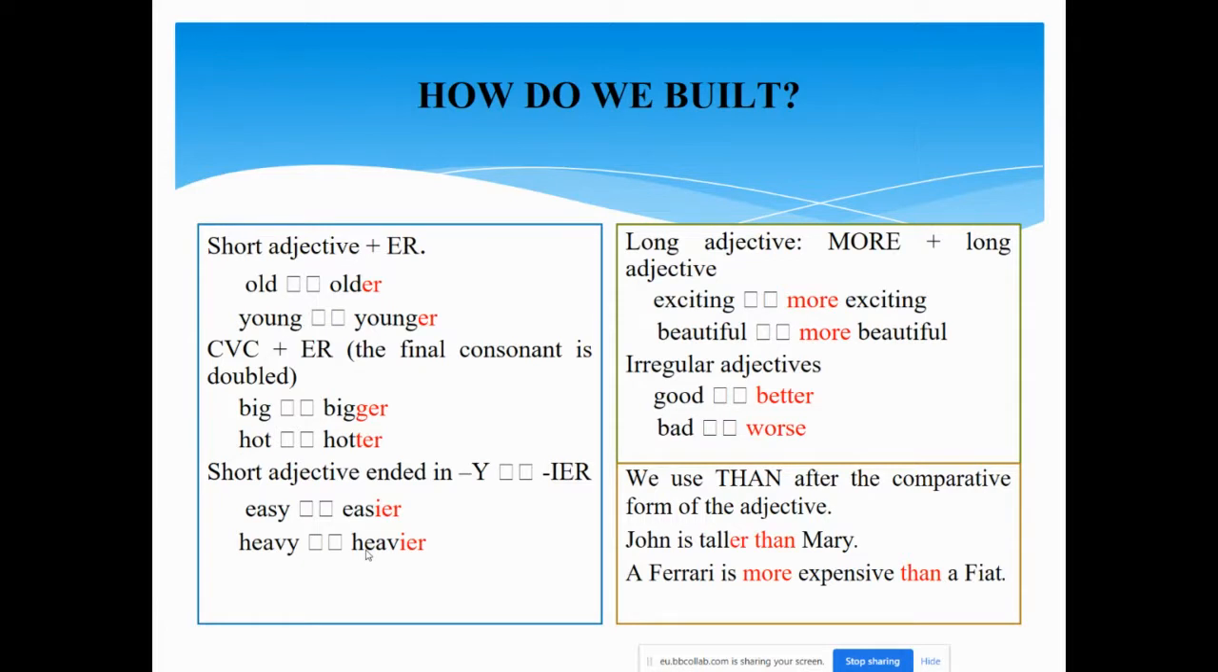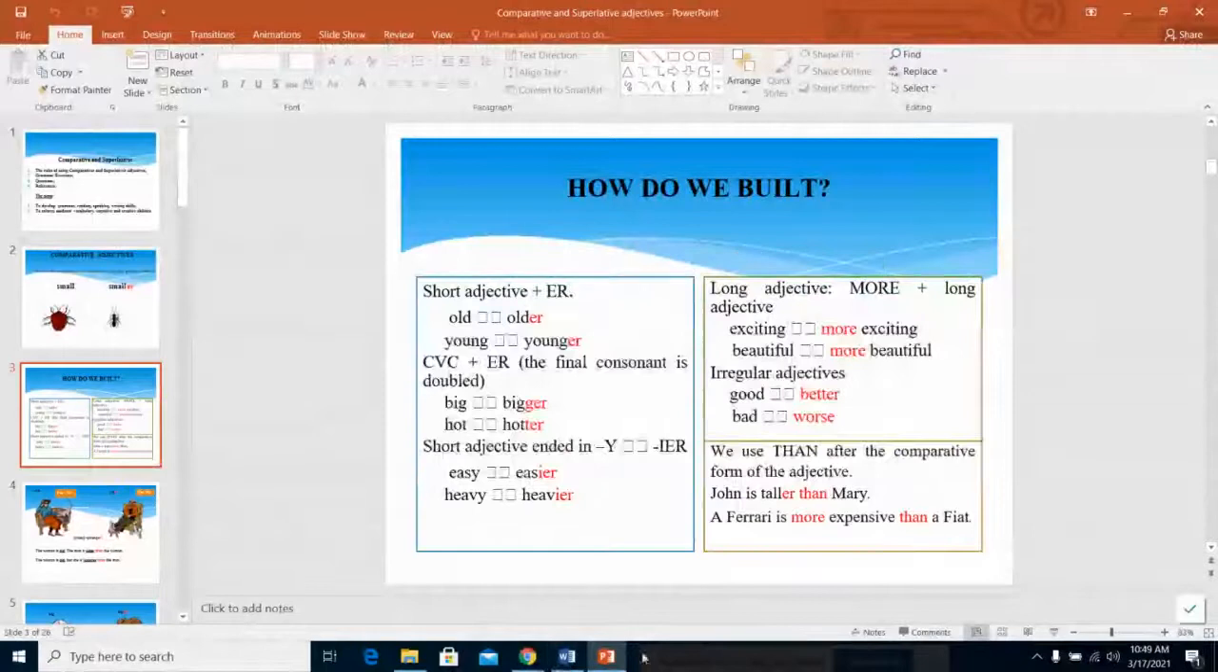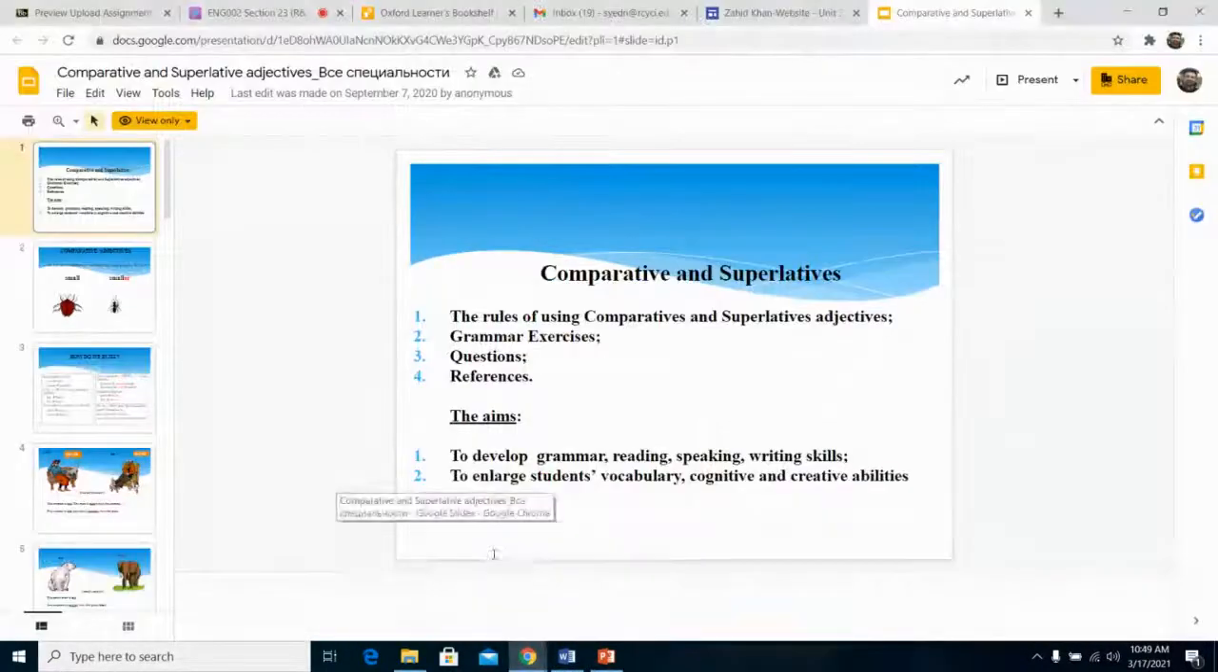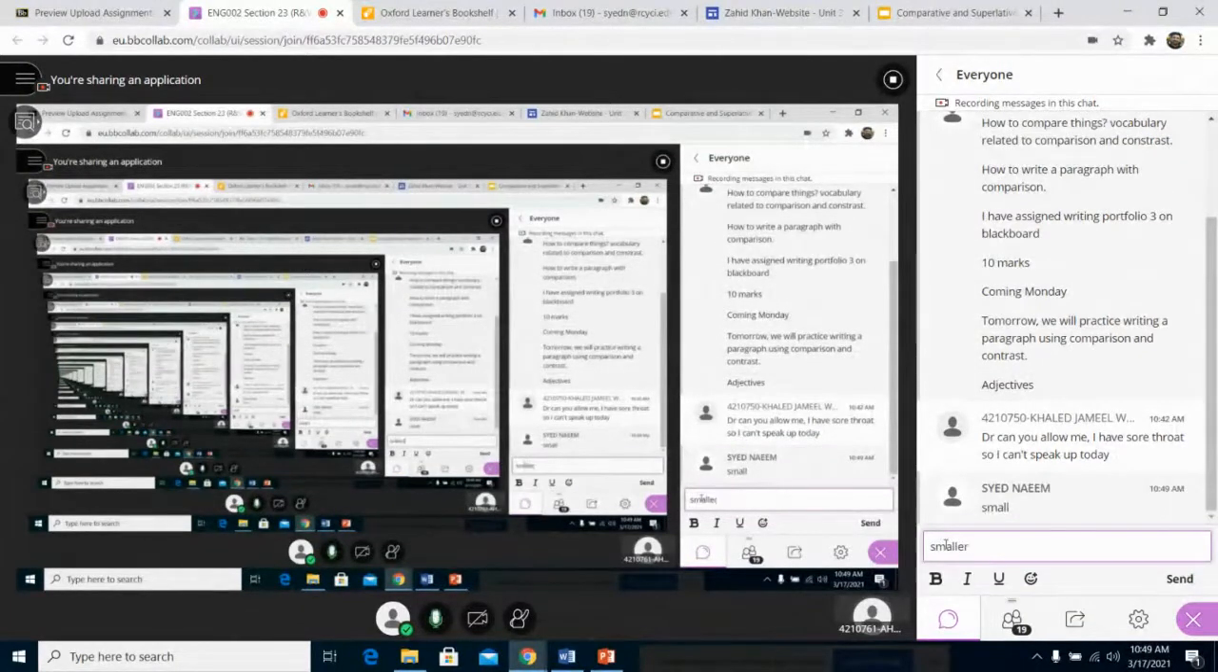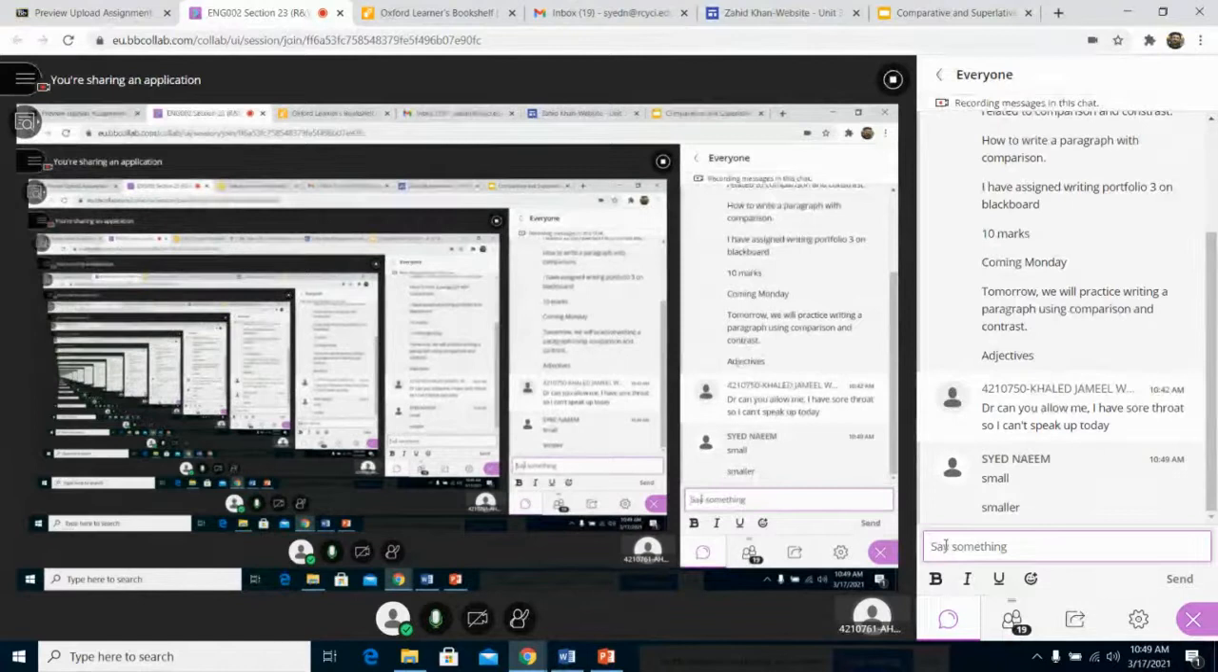Listen to me again. Three rules. First, we can add ER if it's a short adjective like old and young. When I say short adjective, it means it has only one syllable. How do we know it has one syllable? Let me write it in the chat. Look at the chat box, I said small. Small has only one syllable, so we can change it into smaller. Another one, for example, beautiful. Beautiful has two syllables.